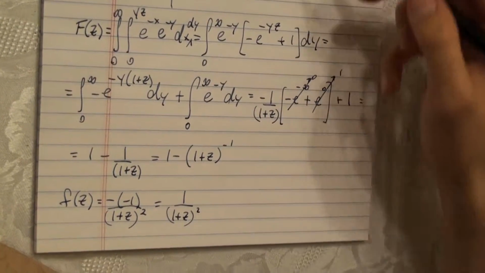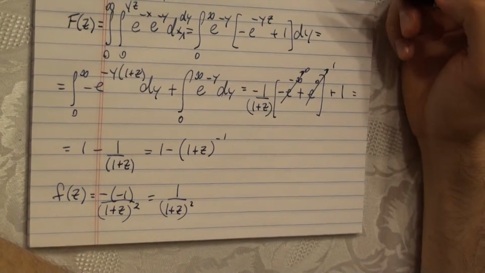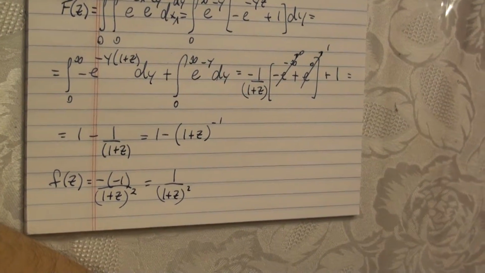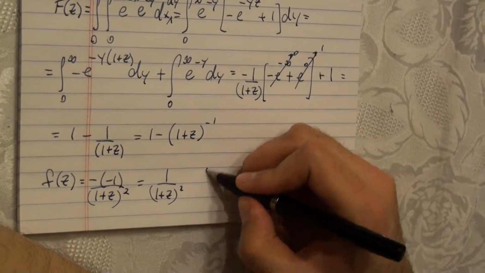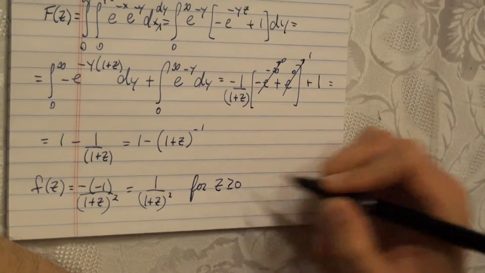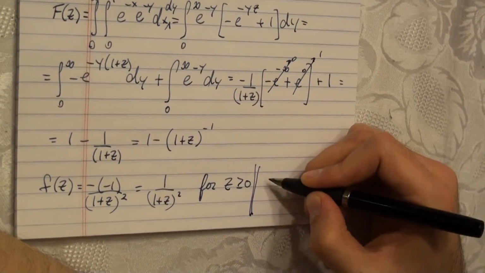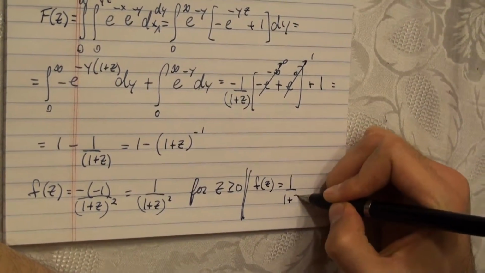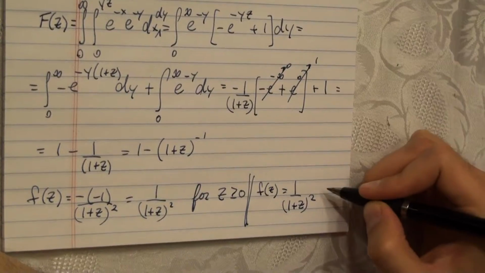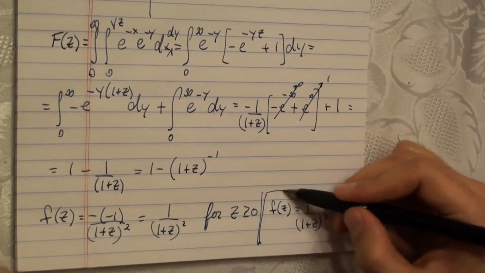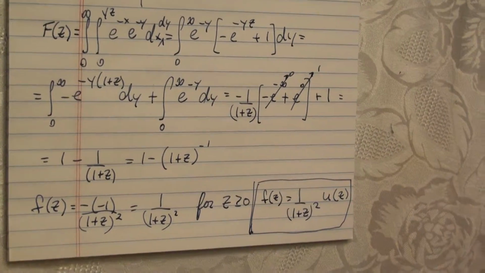Now remember, because x and y are positive, that means that z is also greater than or equal to 0. So this is for z greater than or equal to 0. Alternatively, we can write little f of z as 1 over (1 plus z) quantity squared times u of z, using the step function. So that is the PDF, and that completes part D.